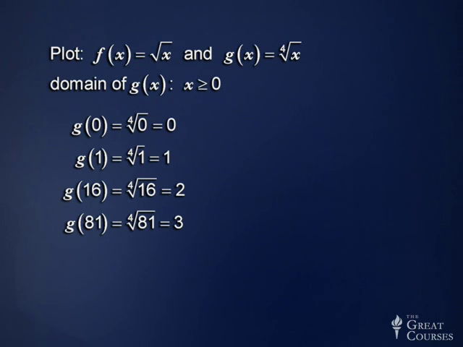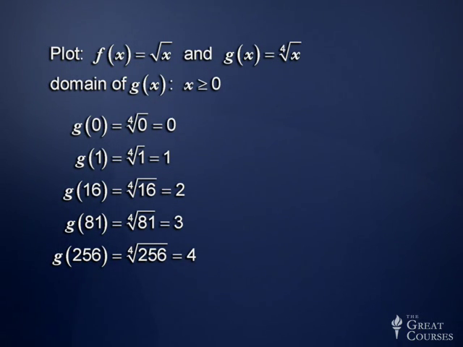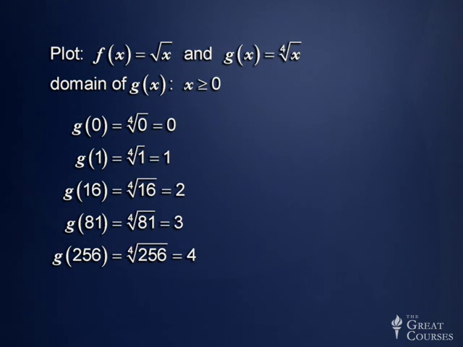G of 81 is the 4th root of 81, which of course is 3, because 3 to the 4th is 81. And lastly, g of 256, which is the 4th root of 256, is equal to 4. So I now have 5 points on the graph of g that I can plot: (0, 0), (1, 1), (16, 2), (81, 3), and (256, 4). Those are all on the graph of g. By the way, 256 in the x direction and just 4 measly values up in the y direction, this function is definitely not growing very quickly as the x values get large.